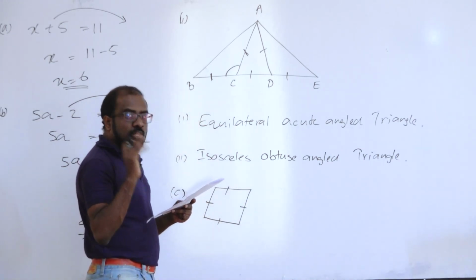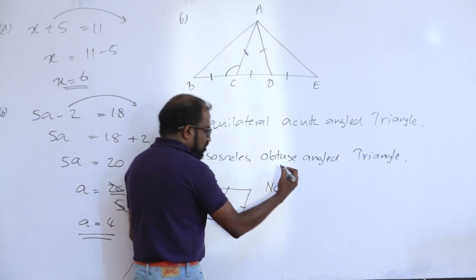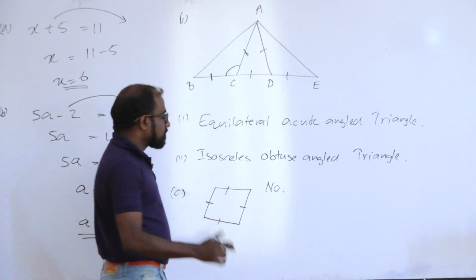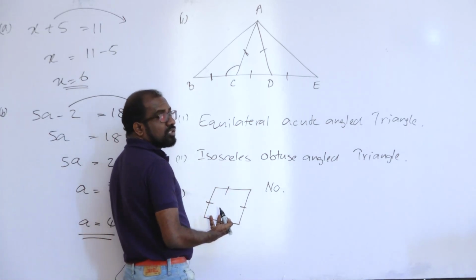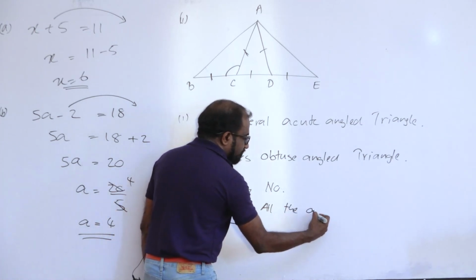Is a rhombus a regular polygon? No. The reason? All the angles are not equal.